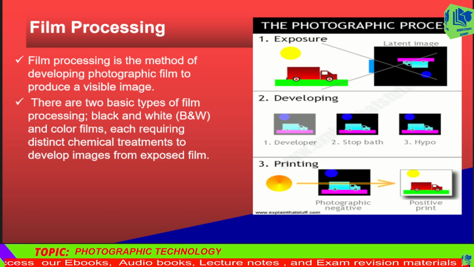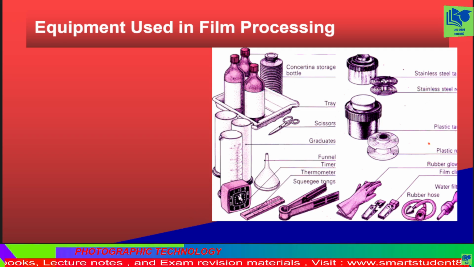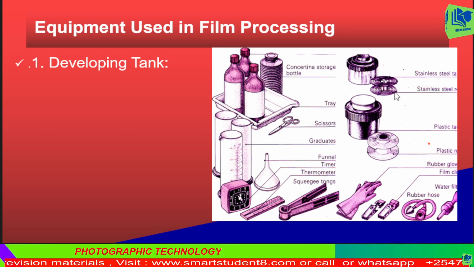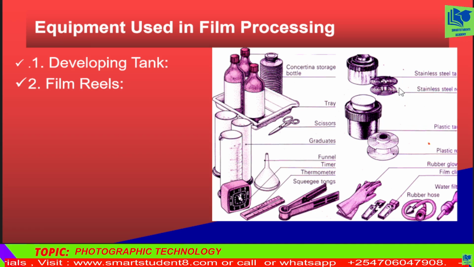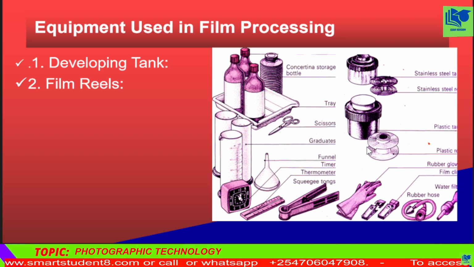professional labs. Equipment used in film processing. To develop film, you'll need several key pieces of equipment. 1. Developing tank. A light-tight container where the film is processed. It allows you to pour in chemicals without exposing the film to light. 2. Film reels. These hold the film in place inside the developing tank, ensuring even development. They come in sizes to accommodate different film formats.